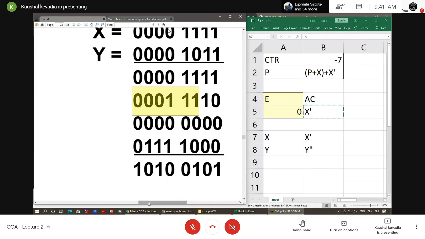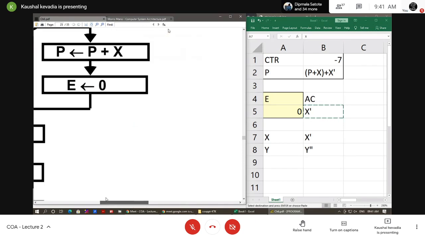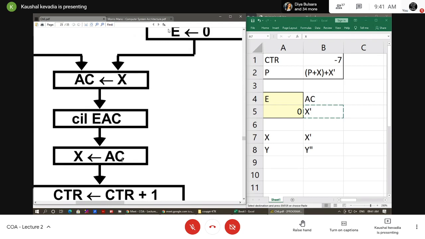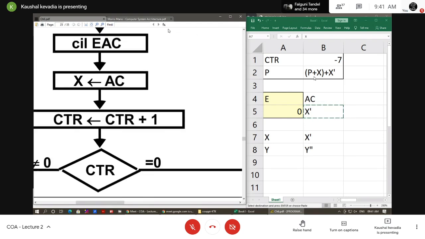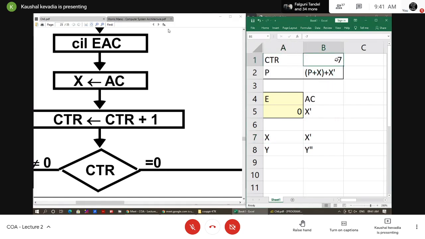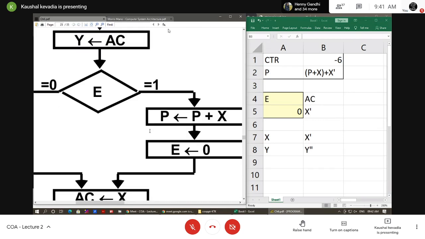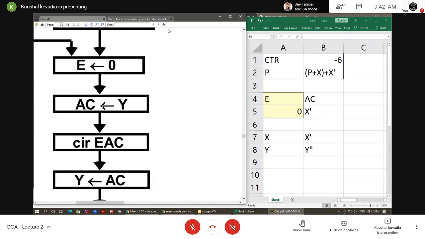Then that value I want to shift into X, and again I want to increment the counter value by 1, and then check the current value of the counter. So now the counter value is -6. Now again I want to reset the value of the E register, and let me check the next value of Y. If we do the circular right shift, which value will I get?